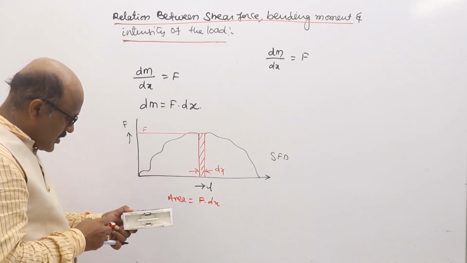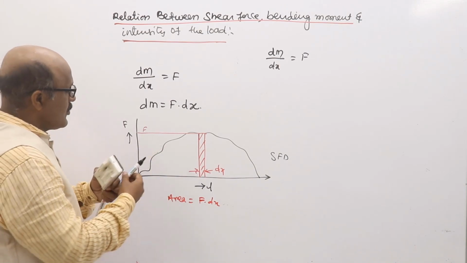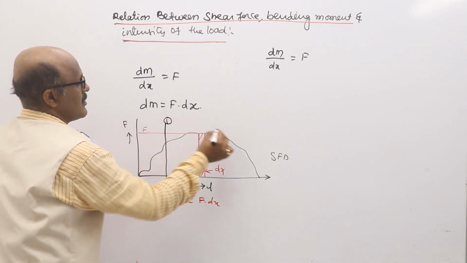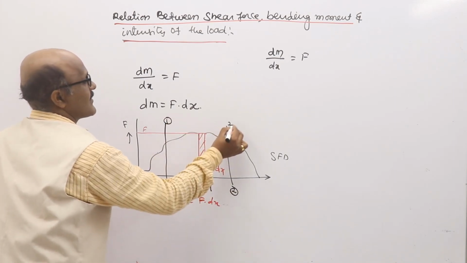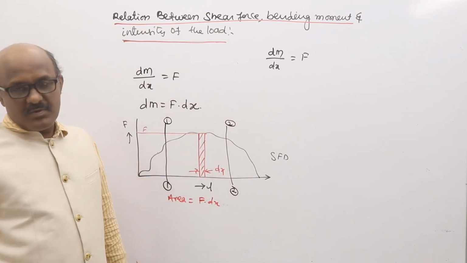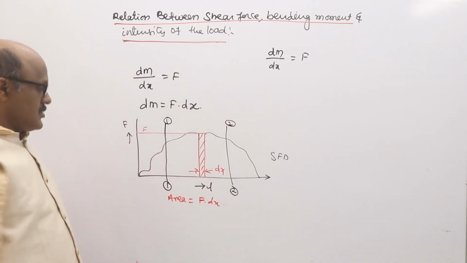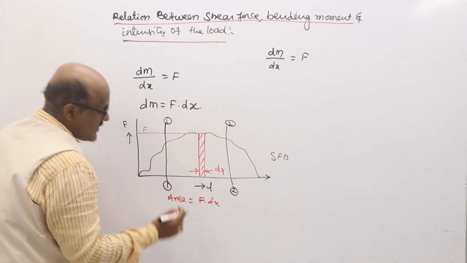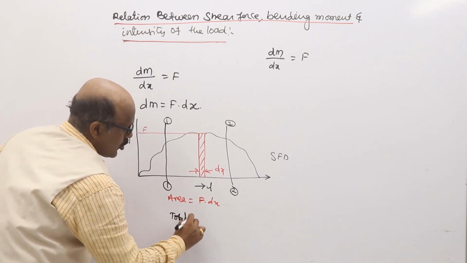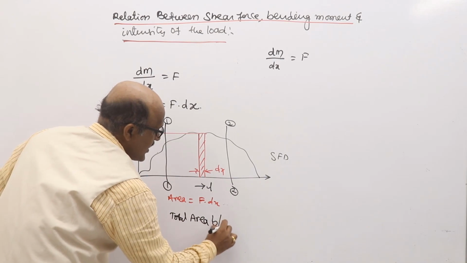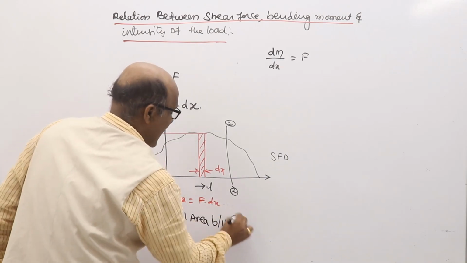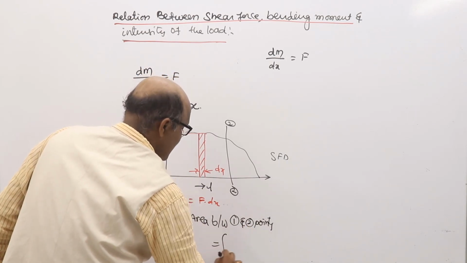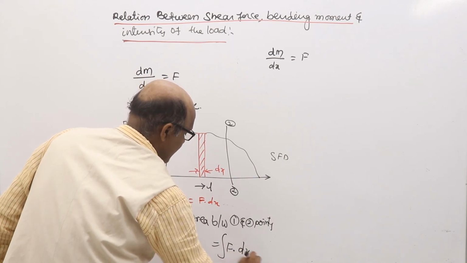Suppose we want to find out the area between two points. Here is one point. Here is another point. Between these two points, how to find out? We know this small area, and we want to get this total area, so we integrate. Total area between points 1 and 2 is equal to the integral of F into dx from 1 to 2.